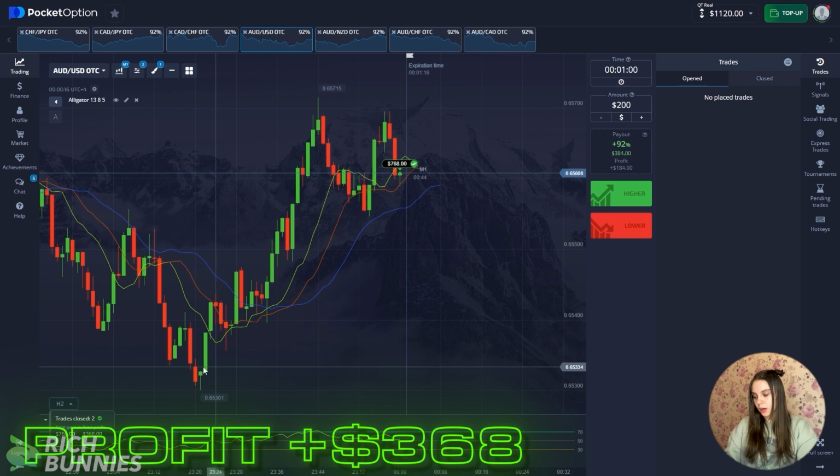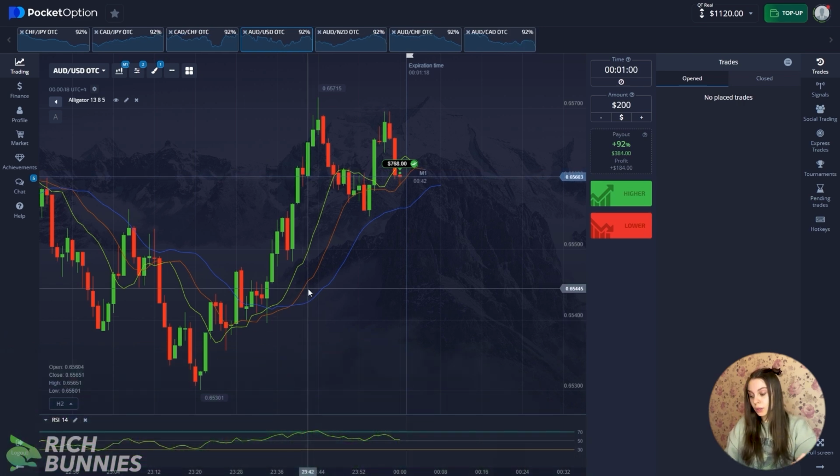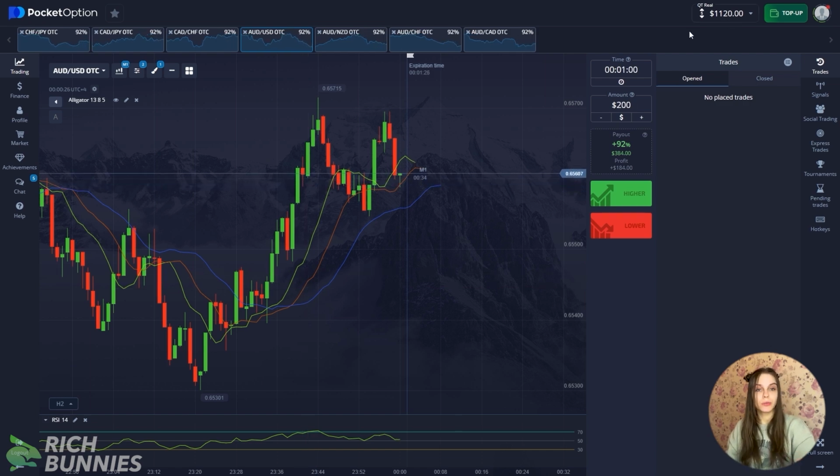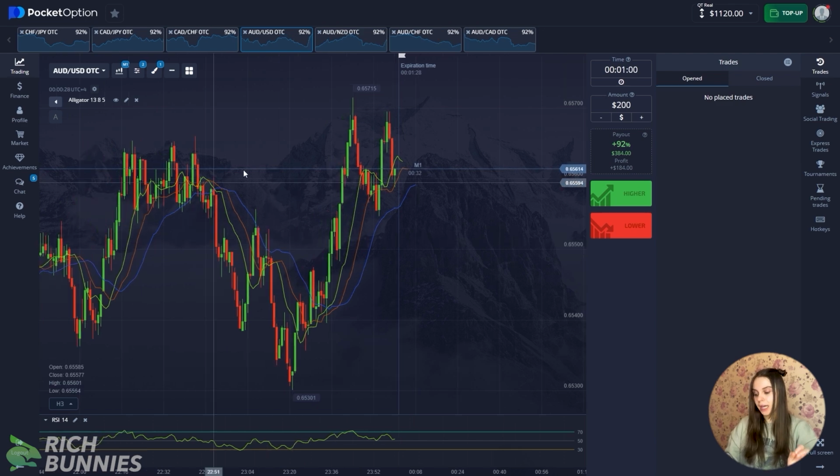These two trades we closed in plus, and our total profit is $768. And now we have already surpassed the mark of $1,000. Let's immediately move on to the next currency pair, I suggest.